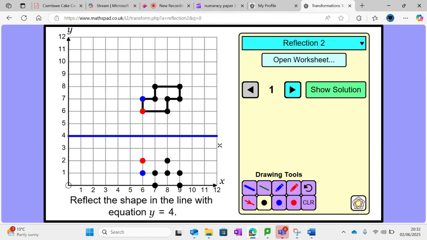And then I need to connect my dots up to reflect that. So let's just show that solution there. Okay, so it's reflected below the line.